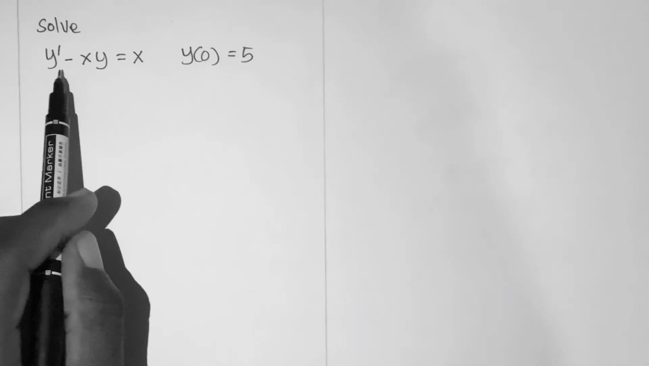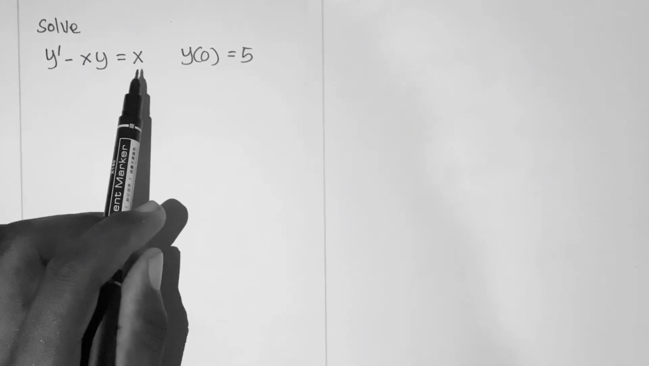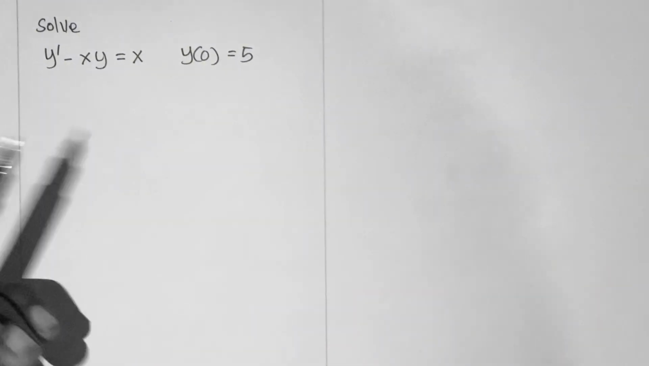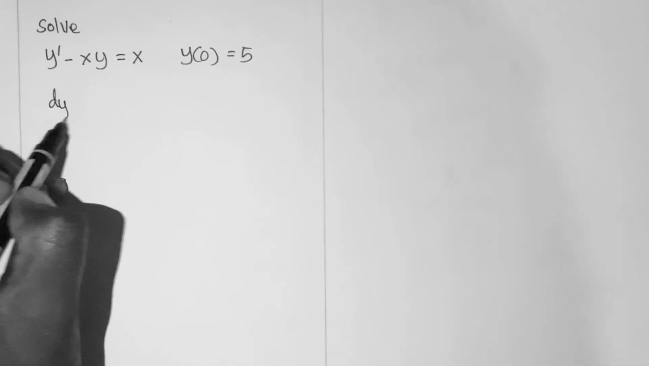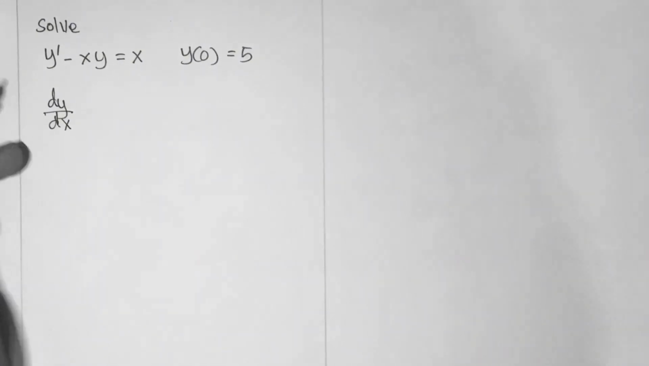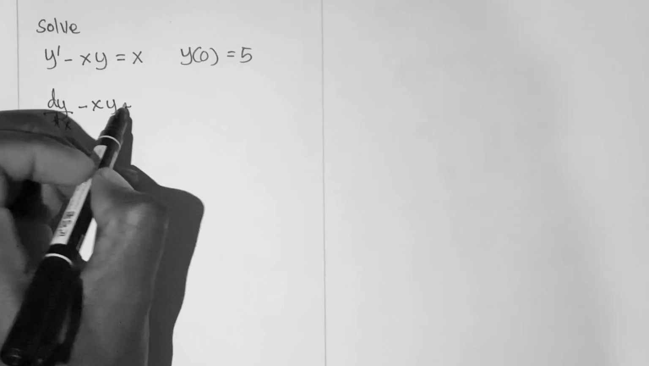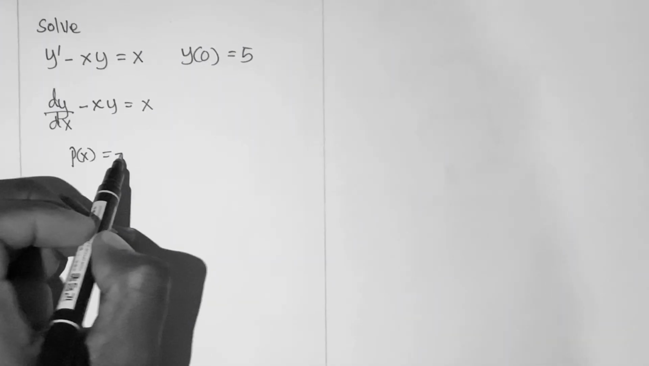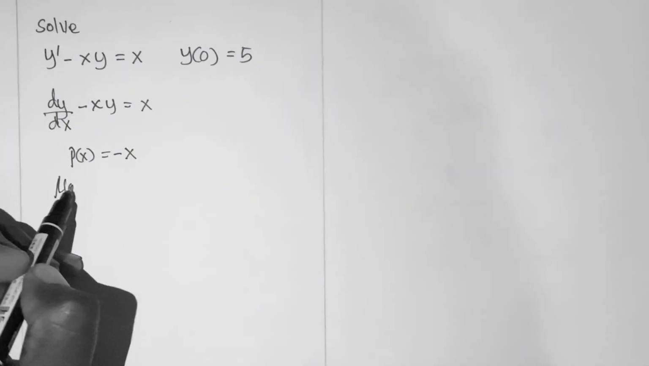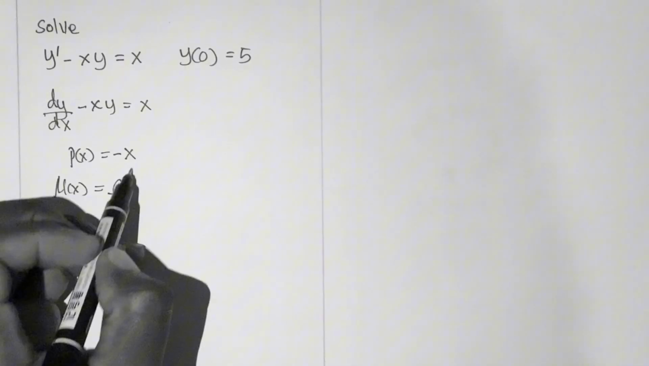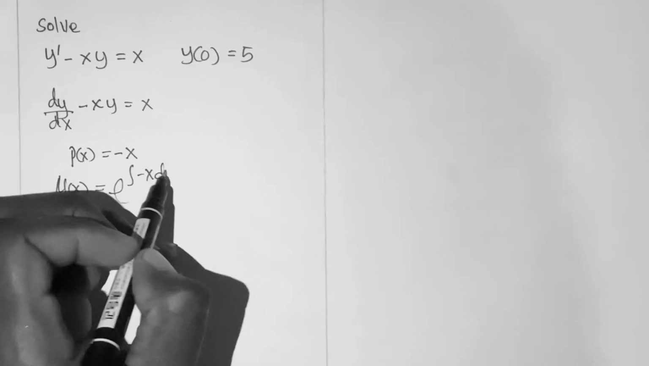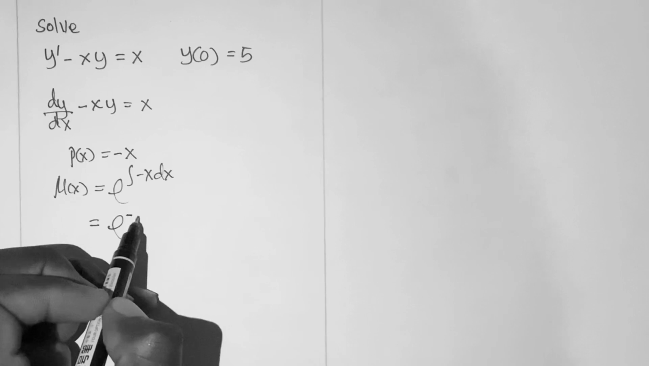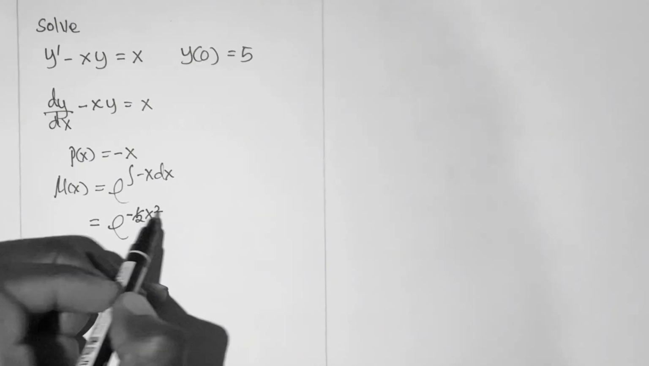So solve y prime minus xy equals x. Then the boundary condition is y of 0 is equal to 5. So let's rewrite this equation. dy dx minus xy is equal to x. So p of x in this case is equal to minus x. Integration factor mu of x is equal to exponent integral of minus x dx. So this is equal to exponent minus half of x squared.